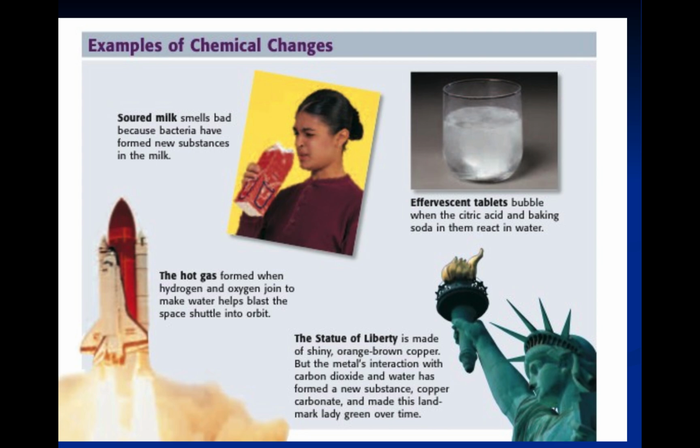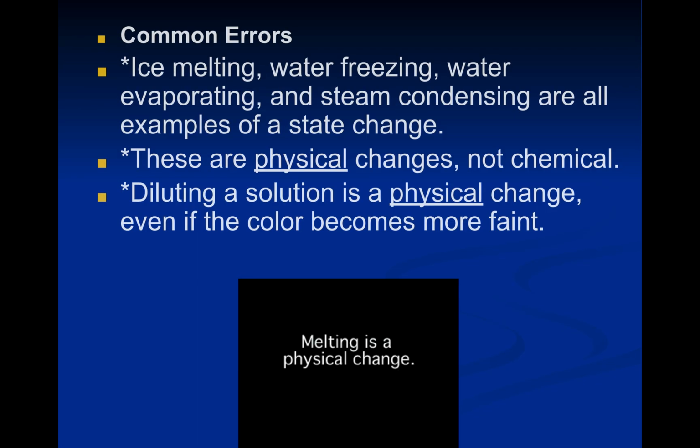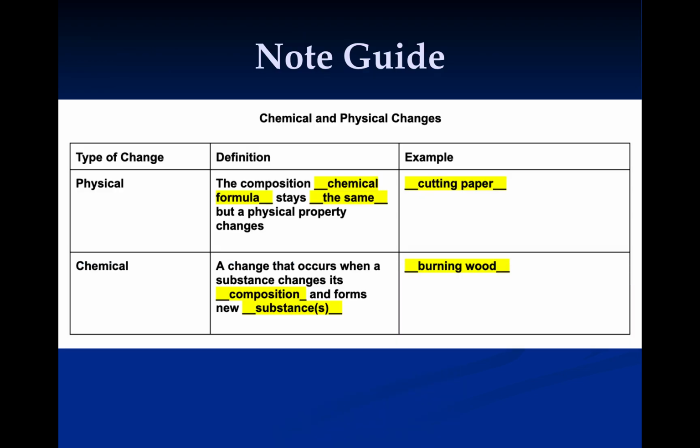I want to press pause and look at some of these. Common errors: the phase changes, ice melting, water freezing, water evaporation. People sometimes think that it's changed what it is, but it hasn't. Still H2O, so those are going to be physical. And dilution, we haven't talked about it, but it means like pouring maybe water into a solution to make it less strong. Well, that substance is still in there, and you could burn off the water and leave whatever was in there. So really, that's just a mixture, so it is a physical change. Go ahead and press pause while you put this in your notes.